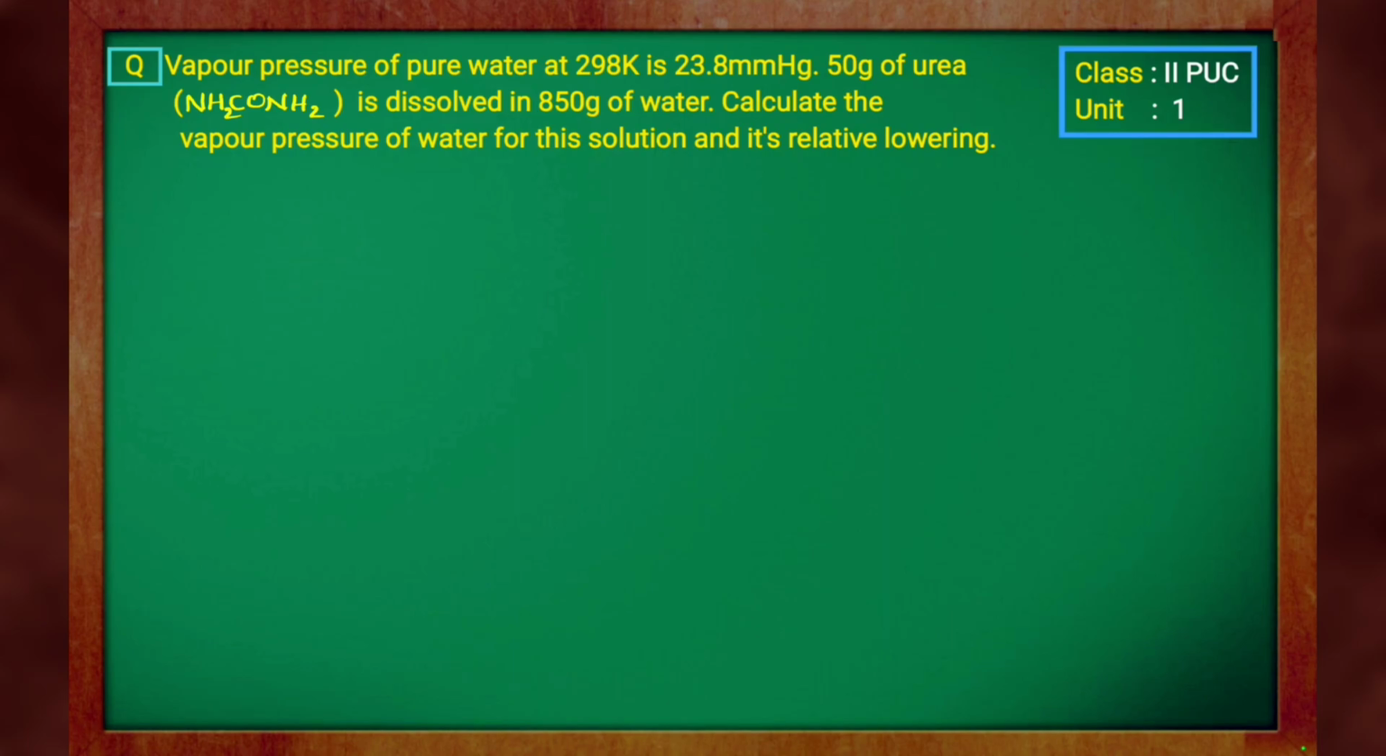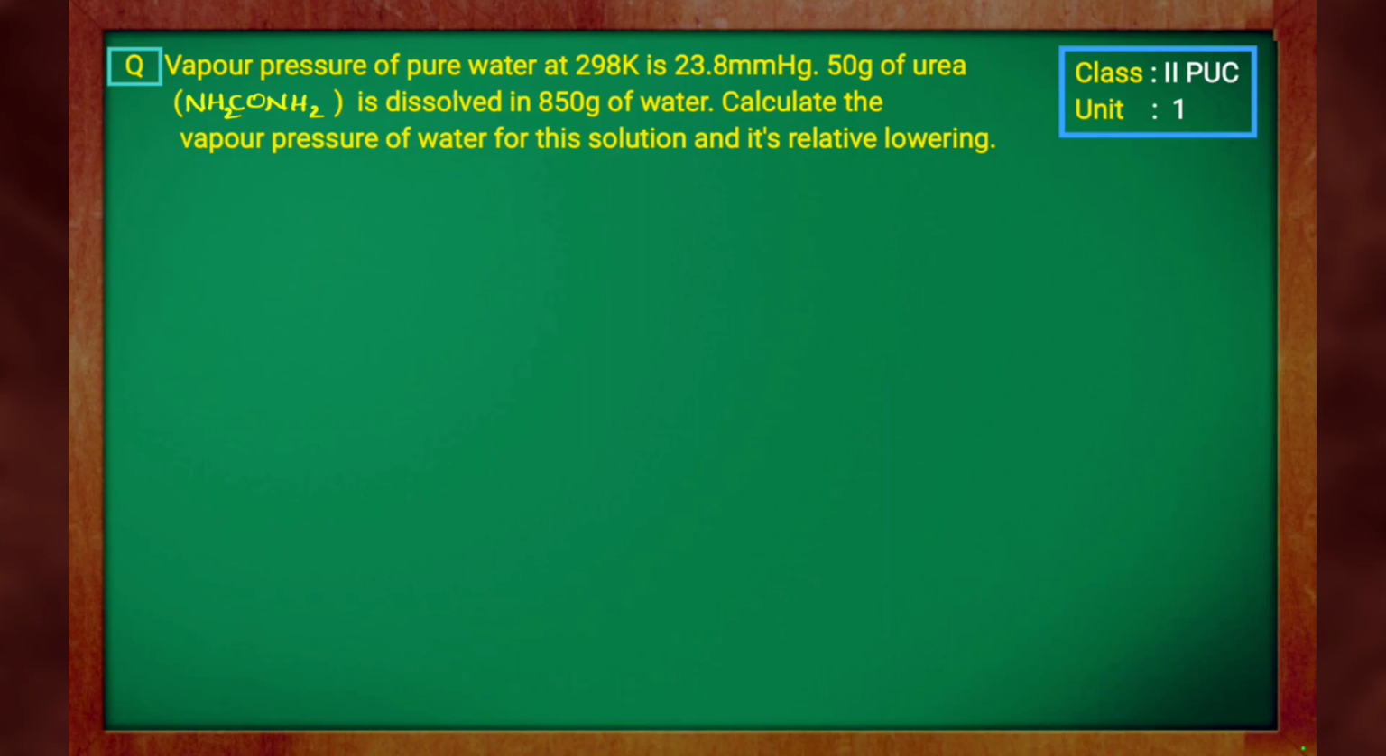Vapor pressure of pure water at 298 Kelvin is 23.8 mm Hg. 50 gram of urea is dissolved in 850 gram of water. Calculate the vapor pressure of water for the solution and its relative lowering. So here we can make use of Raoult's law. We have solute and solvent. The parameters related to solute, we shall represent by subscript 2, and the parameters related to solvent, by subscript 1.